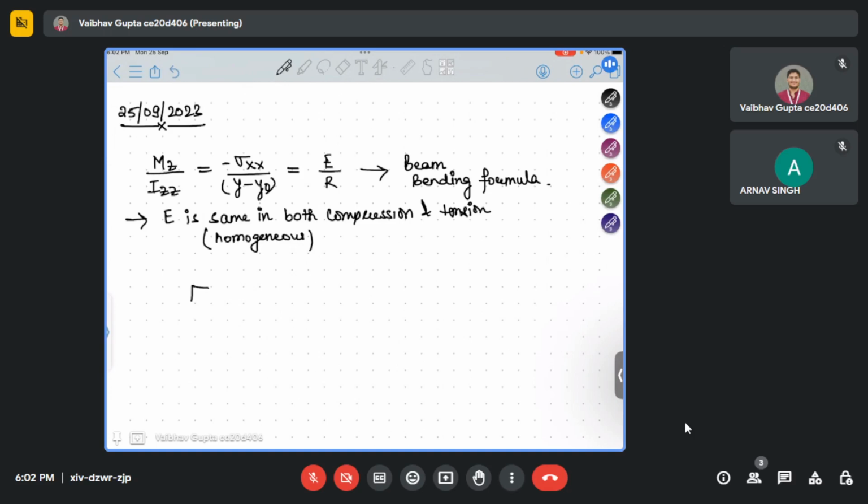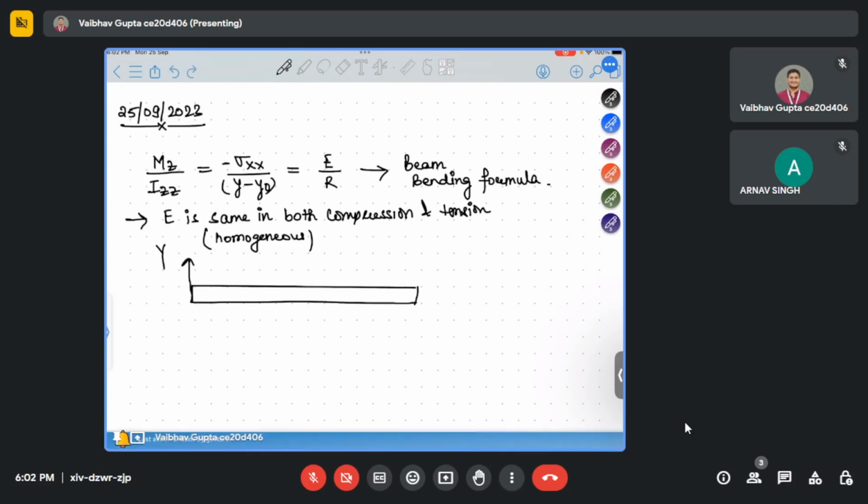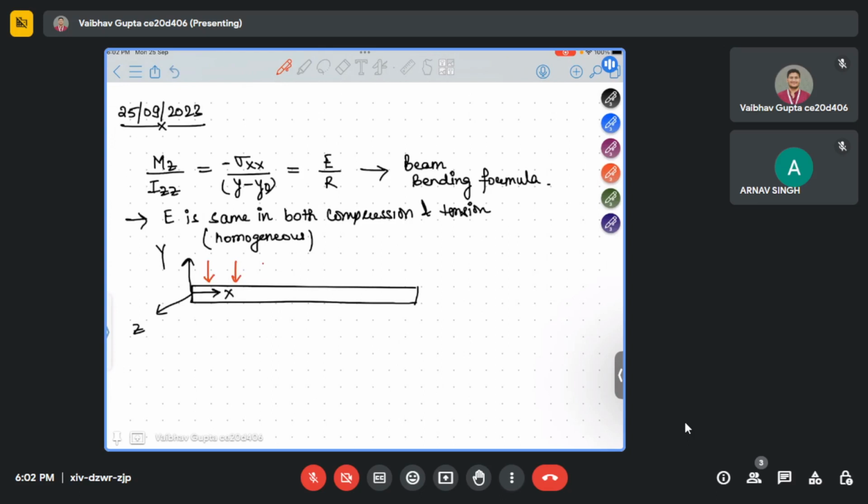Suppose we have a beam like this. Our axes are y, x and z, this is our coordinate system. So loading is applied in the y direction. This is the first formula we saw.